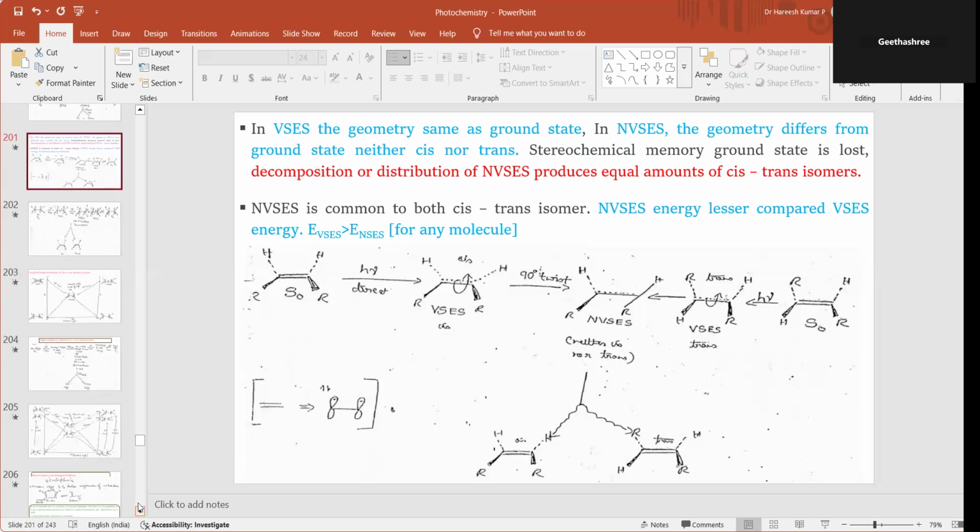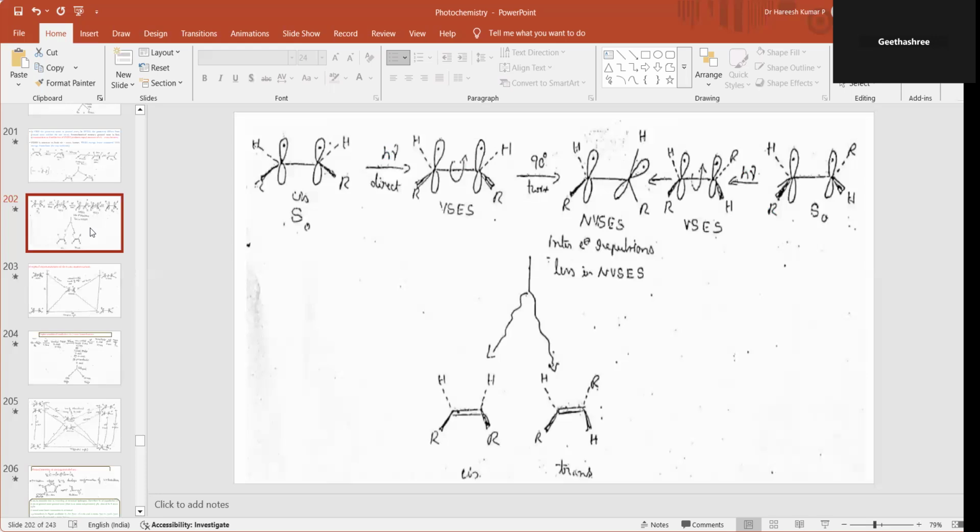In the next slide, here it is explained in terms of orbitals. Okay, singlet excited state, vertical singlet excited state, a 90-degree rotation. This 90-degree rotation forms a non-vertical singlet excited state. Here the starting material is cis, but here the starting material is trans. It is in the ground state. On irradiation, it will give you the vertical singlet excited state. This on 90-degree rotation will give you the non-vertical singlet excited state.